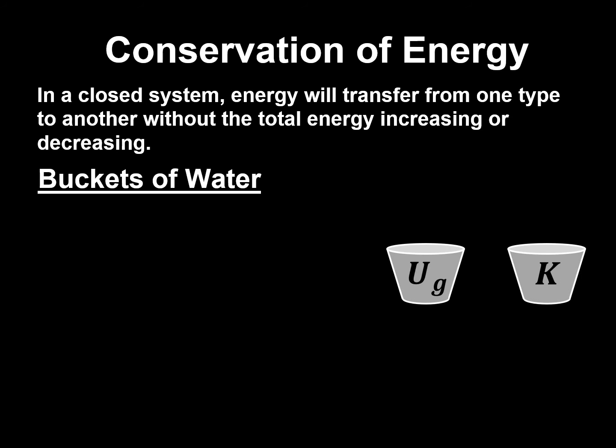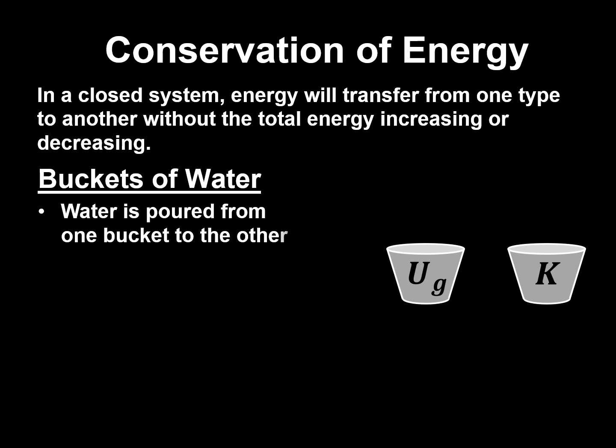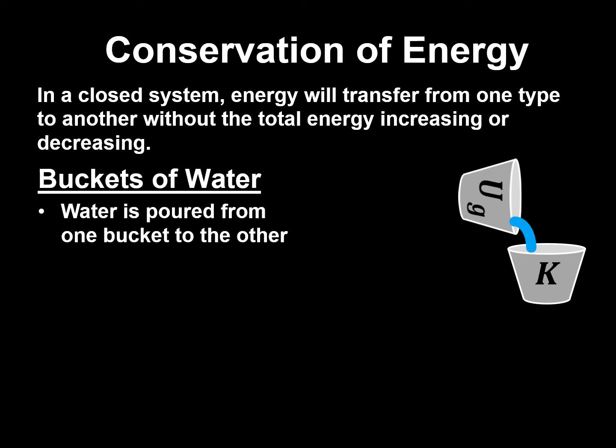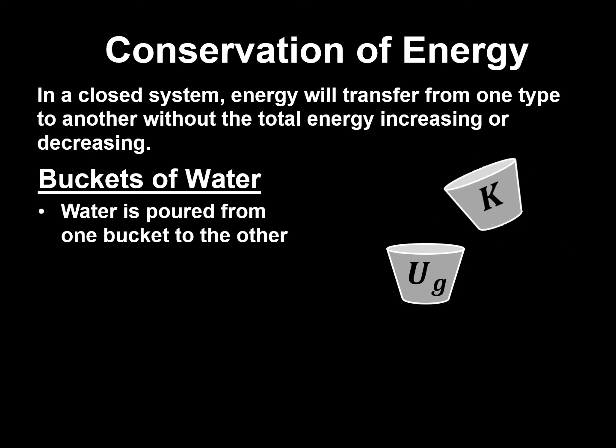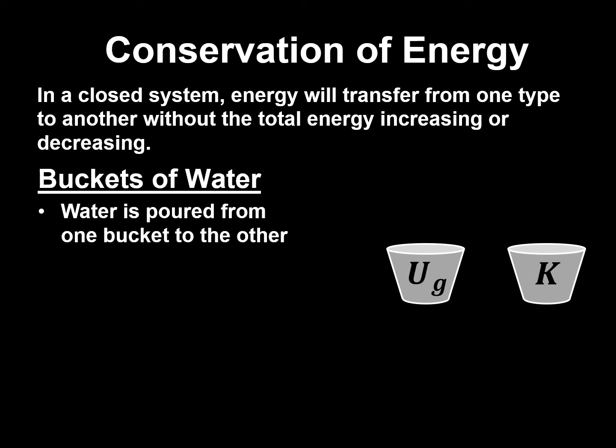You can think of this as buckets of water. So I've got my example here. I've got gravitational potential energy and kinetic energy. If I pour water out of one bucket into another, then that's transferring energy from one type to another, but we don't lose any of that energy. So while the energy transfers, the energy is going to be conserved even though it's in different types.